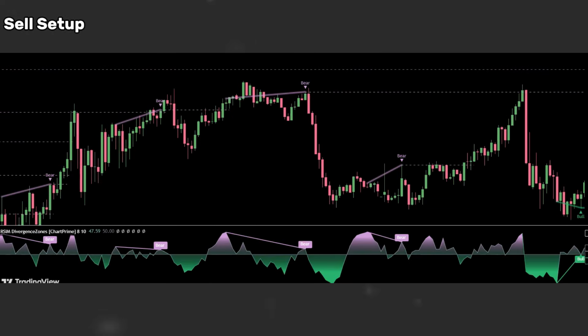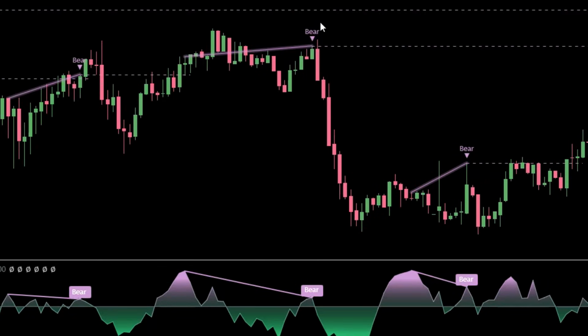Sell setup. Now on the same chart, a purple bearish zone appears. Look at this bearish label here. It shows the RSI forming lower highs while the price is making higher highs. This is a clear bearish divergence, meaning buying momentum is fading and sellers are getting stronger.